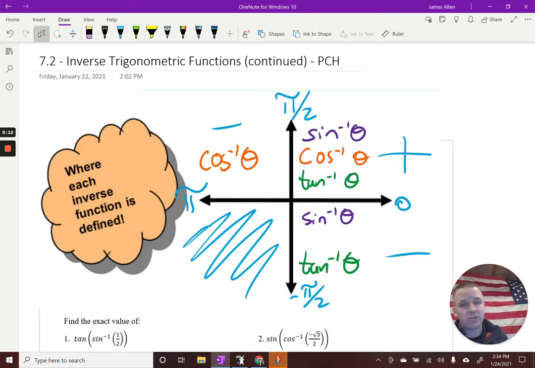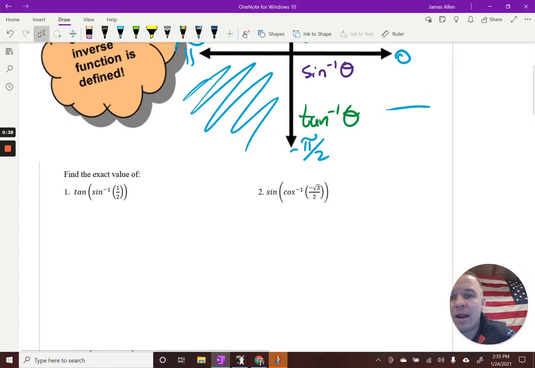So a quick refresher as to where our inverse sine, cosine, and tangent is positive would be our first quadrant. Inverse sine and tangent are going to be in the fourth quadrant for negative values. And our inverse cosine function will be negative in the second quadrant. So we've got to remember that our answers are going to come from those quadrants. We're going to position triangles in those quadrants. Let's just do it. Alrighty.